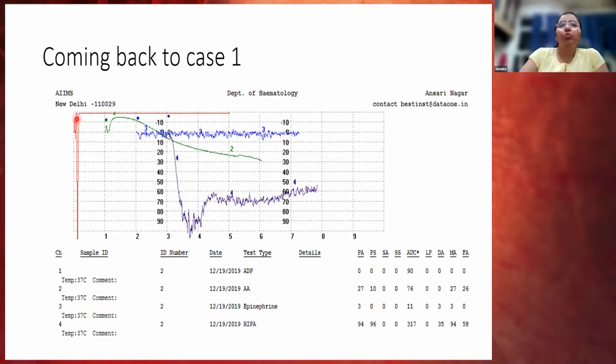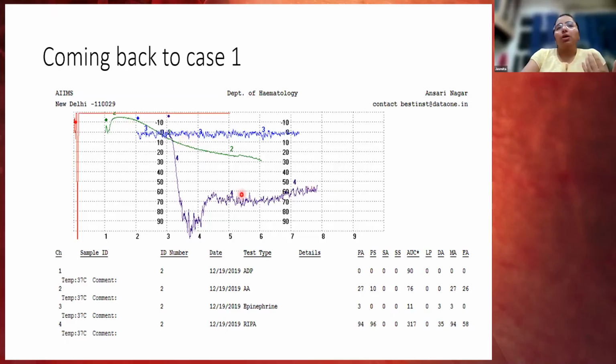These are the aggregation graphs from case 1. So this is a flat line with ADP, a slight aggregation with arachidonic acid, another near flat line with epinephrine, and with ristocetin you have an initial agglutination and then a disaggregation pattern. With ristocetin, you're trying to simulate the adhesion between platelets and von Willebrand factor. So it starts as agglutination, but eventually converts to aggregation, because when platelets come together, they do aggregate, right? They aggregate and then they release their contents.